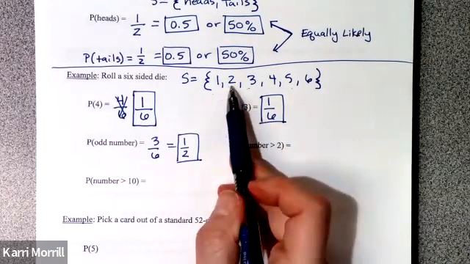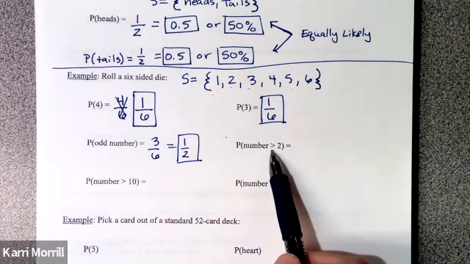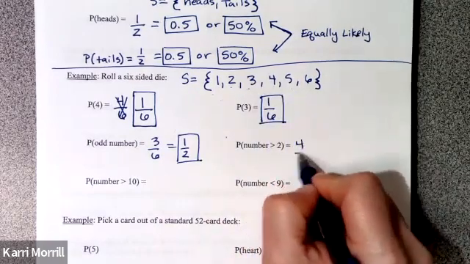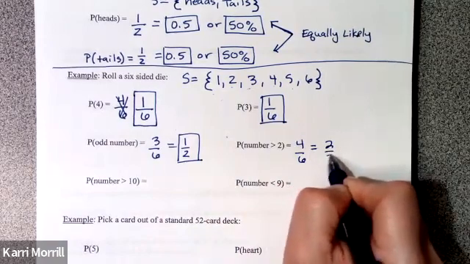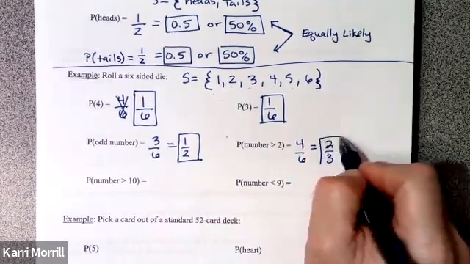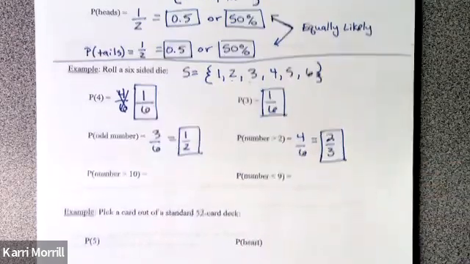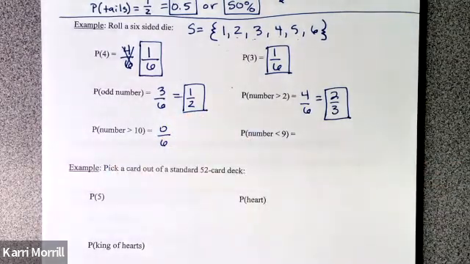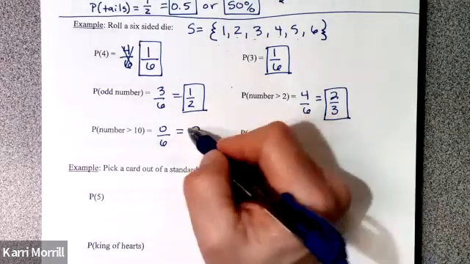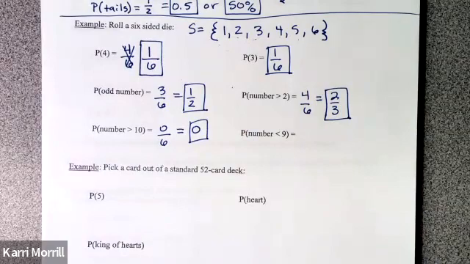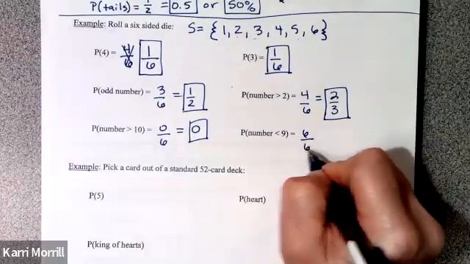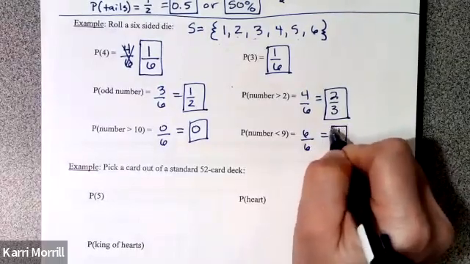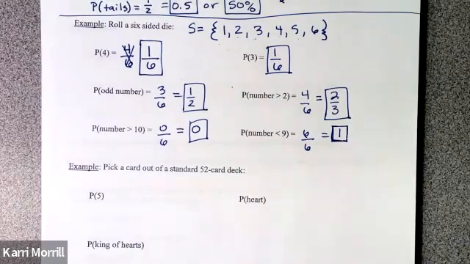Getting a number greater than 2, so we don't include 2. This is greater. So 1, 2, 3, 4. So 4 out of 6, and we have to reduce. So that'd be like a 2/3 chance of getting a number greater than 2. Getting a number greater than 10 is not going to happen. That would be a case of 0 likelihood that it would happen. So its probability is a 0. And the probability of getting some number less than 9, which every single one of those numbers are less than 9. So it's going to happen. It is a for sure thing.